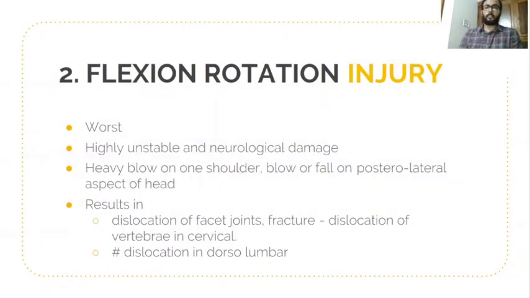Coming to flexion rotation injury, it's the worst injury, highly unstable and causes neurological damage. Heavy blow on one shoulder. It causes flexion and rotation of spine. Blow or fall on the posterolateral aspect of the head also causes flexion and rotation, and it results in fracture and fracture dislocation of vertebra, mainly in cervical. Also fracture dislocation in dorsolumbar. Whenever it affects the dorsolumbar region with fracture dislocation, mostly there may be a spinal cord transection, which causes permanent damage.